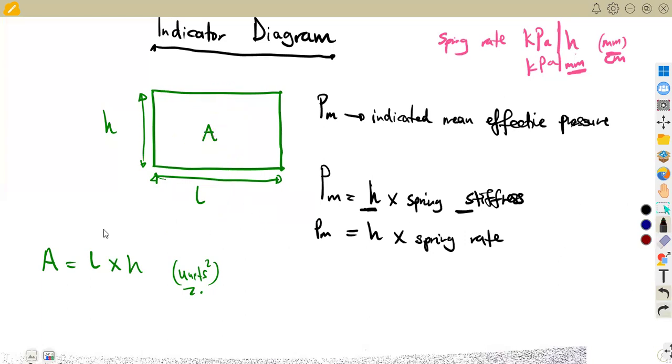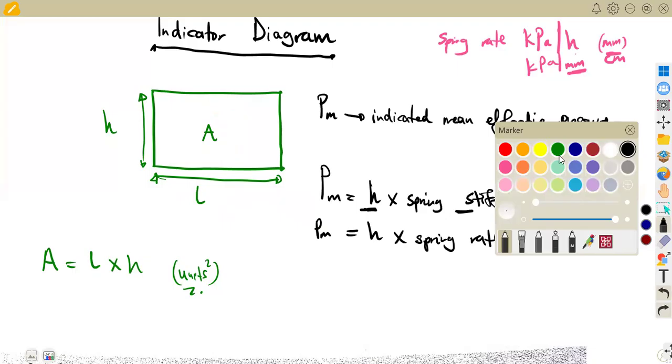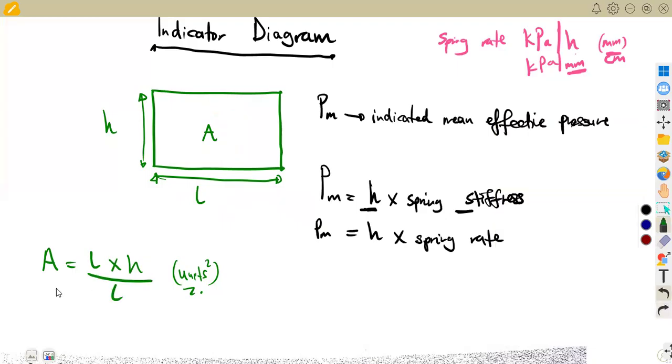Remember, we say the area is the product of the length and the height. So that means if I divide this by the length, I'm obtaining the height. We divide the area by the length, we are obtaining the height, which is equivalent to the area over the length. If this is in square units, it means this is in units. So the moment square units and units cancel, you're going to remain with the units.